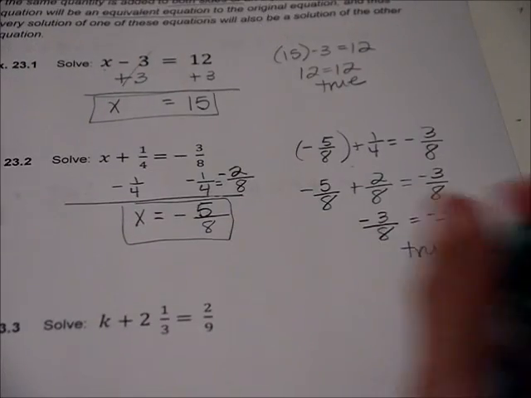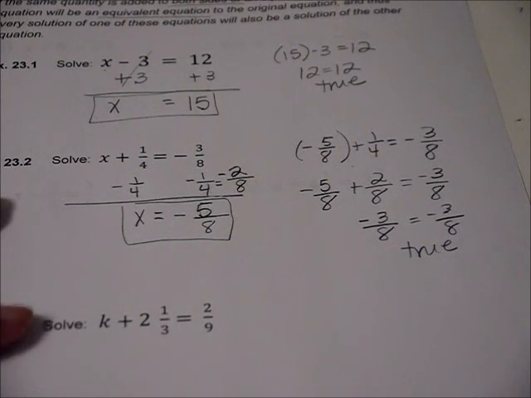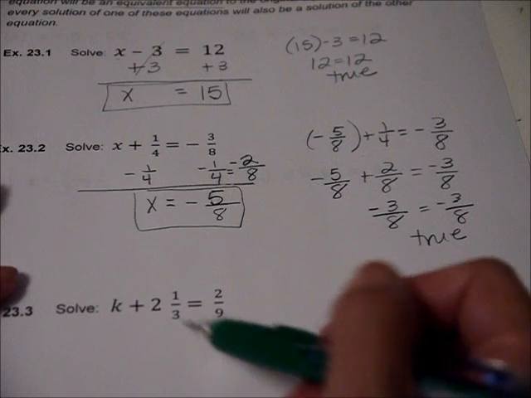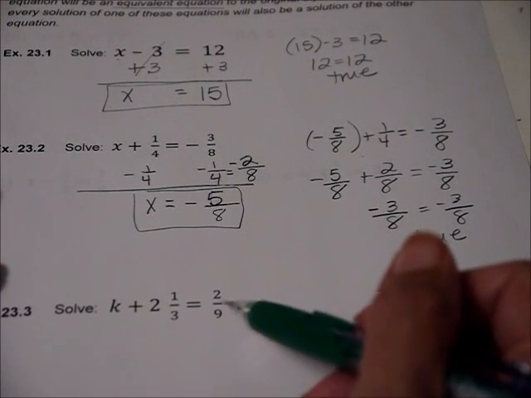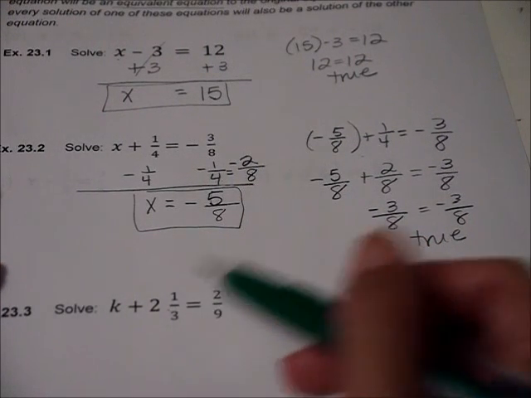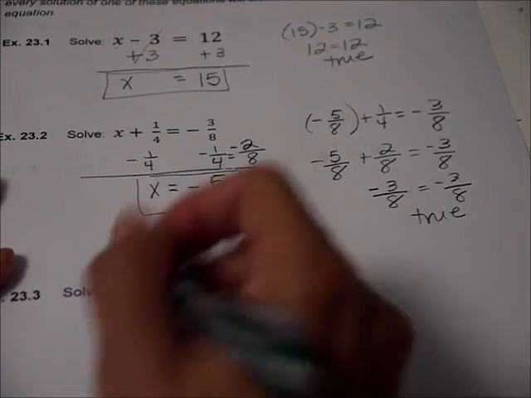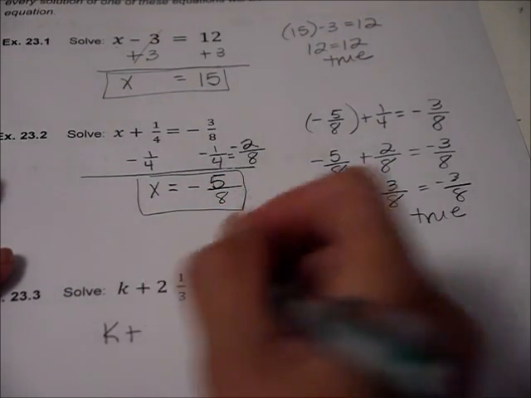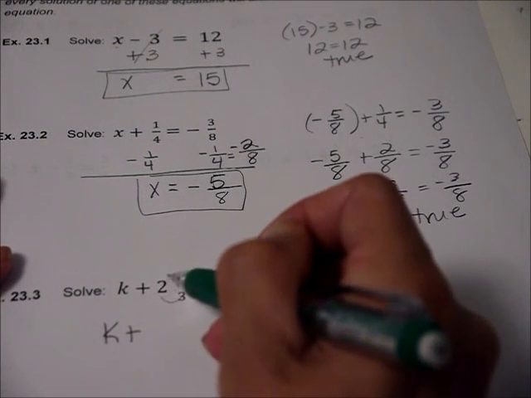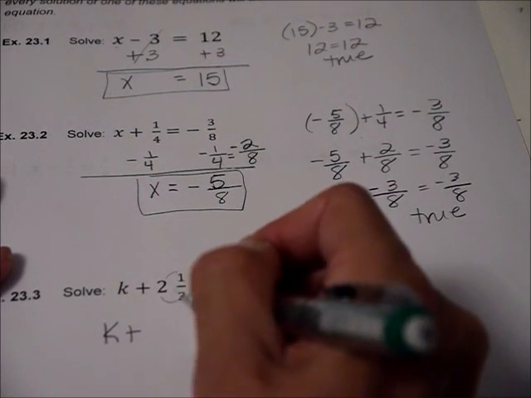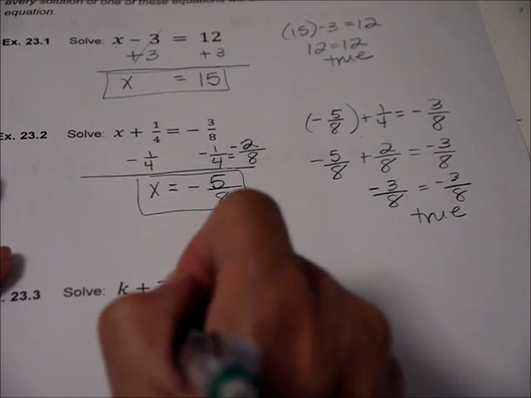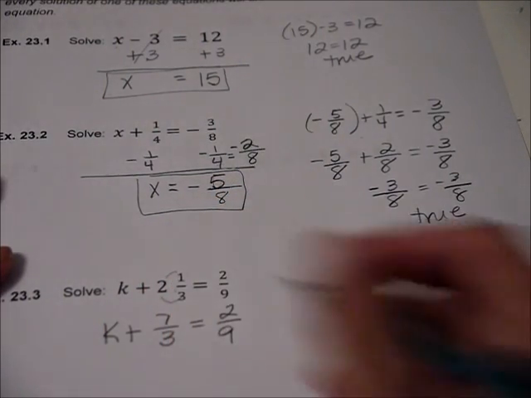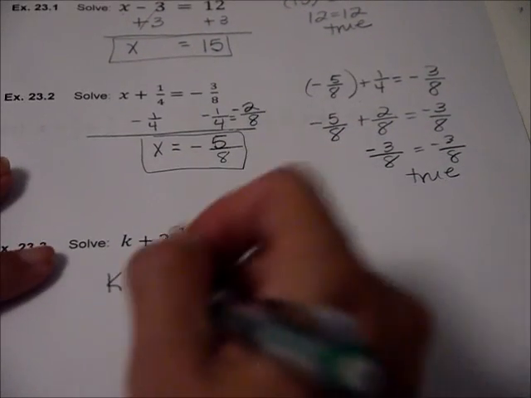Example 3, again, more fractions, super fun. Now what I like to do with these is if I have a mixed number here, I know that there's going to be some adding and subtracting. So I'm going to change this into an improper fraction right away and rewrite this as k plus, remember how we do this? 3 times 2 plus 1. So that's 6/7 equal to 9ths. And now we solve it this way. It's going to be a lot easier.